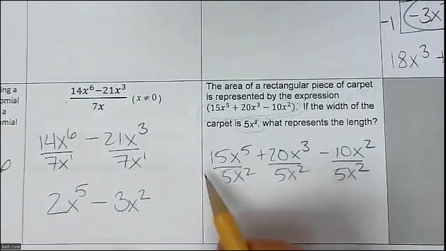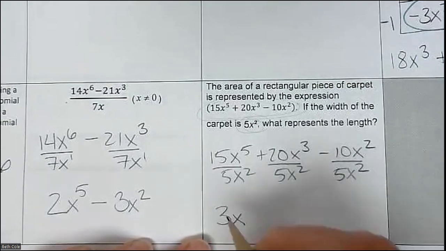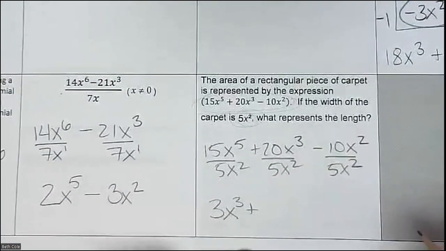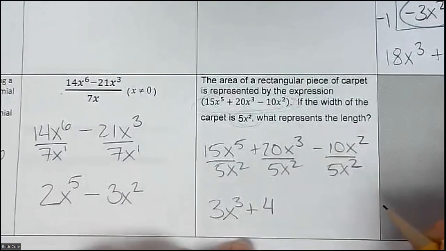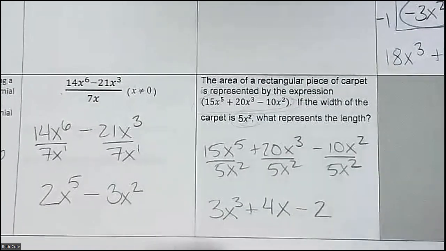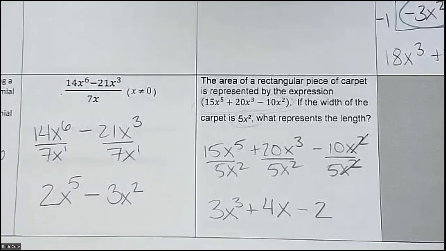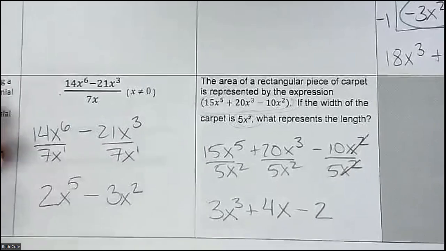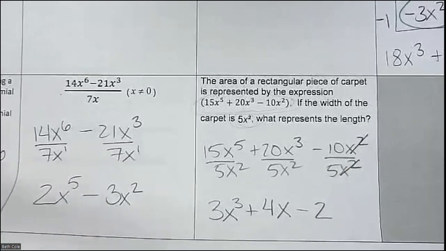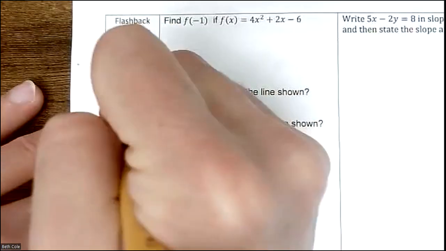All right, so what do you get for this first one? 3, good, and then x to the 3rd, perfect, plus 4, just x, good, minus 2. Now look, the x squareds cancel, so you won't write any x's. They cancel out, they are just gone. Yep, so just -2. So these are your flashback questions. We're gonna call this number 7.